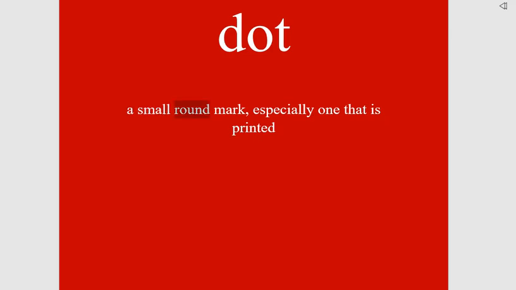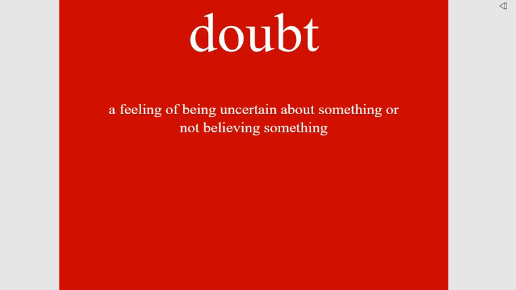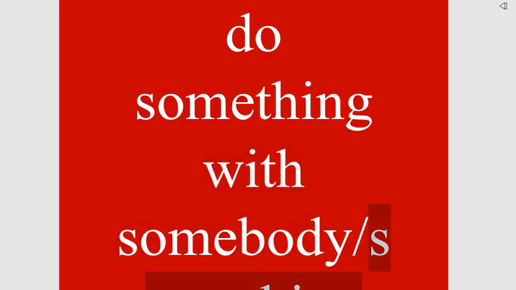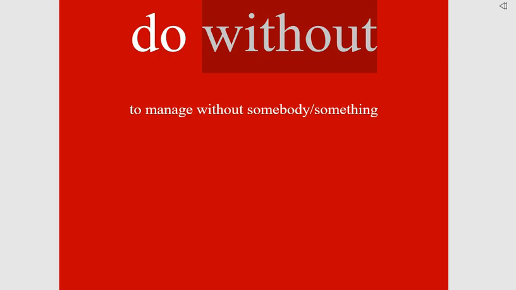Dot. A small round mark, especially one that is printed. Double. Twice as much or as many as usual. Doubt. A feeling of being uncertain about something or not believing something. Do up. To be fastened. Do something with somebody/something. Used in negative sentences and questions with what: I don't know what to do with, equals how to use, all the food that's left over. What have you done with, equals where have you put, my umbrella. Do without. To manage without somebody/something.